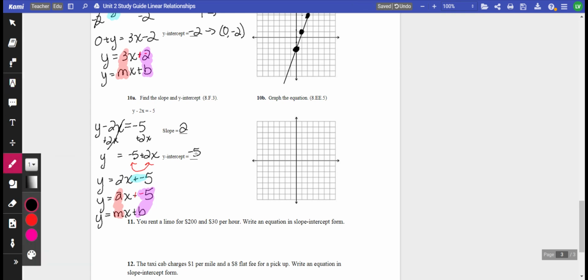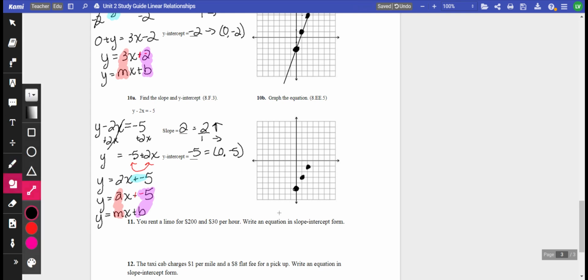All right, so those are the first 2 steps. Now 10b is asking for graphing the equation. So the third step is to graph our y-intercept. I'm going to label that 0, negative 5. Then I'm going to plot 0, negative 5. 0, 1, 2, 3, 4, 5. And I'm using the slope of, well, hold on, 2 divided by 1. So this tells me I go up 2 to the right one. Up 2 to the right one. Up 2 to the right one. I have my 3 needed points. So now I'm going to go ahead and draw a line.